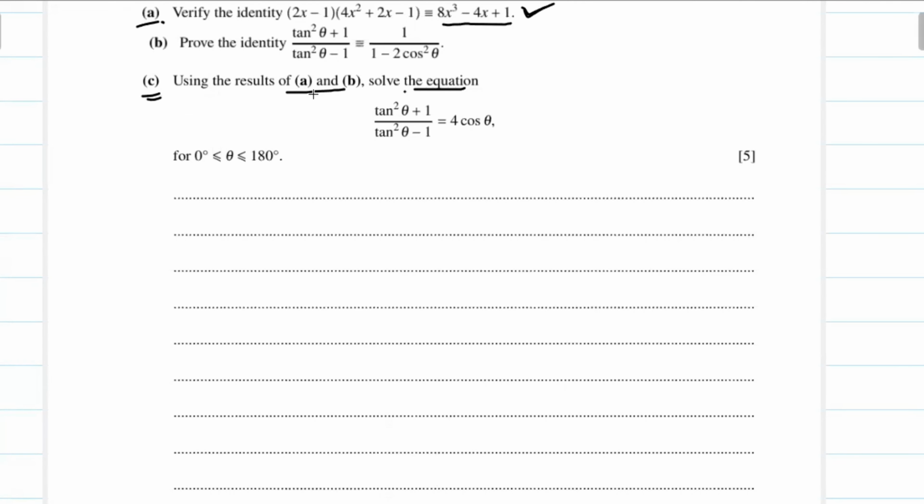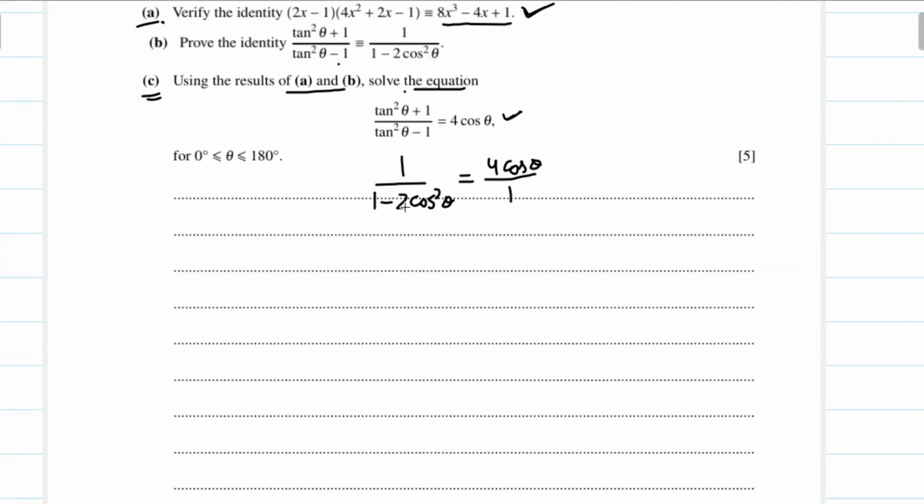Part C, using the result of A and B, solve this equation. This equation is (tan squared theta plus 1) over (tan squared theta minus 1) equal to 4 cos theta. You see here in part B, (tan squared theta plus 1) over (tan squared theta minus 1) equal to 1 over 2, 1 over 1 minus 2 cos squared theta. Therefore, in the place of this we write 1 minus 2 cos squared theta equal to 4 cos theta.